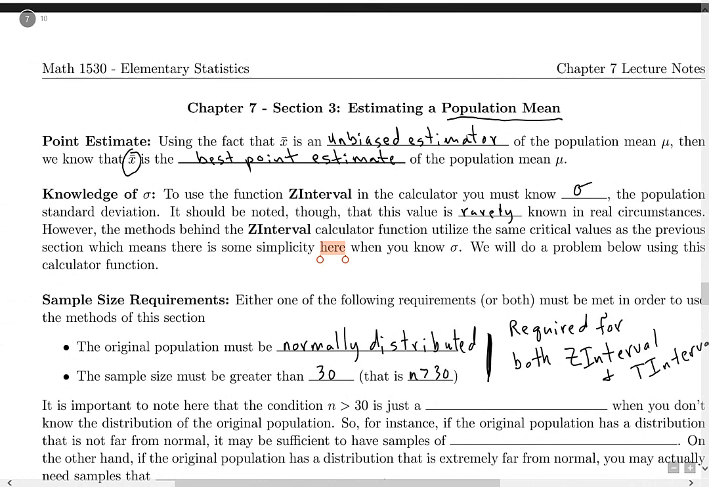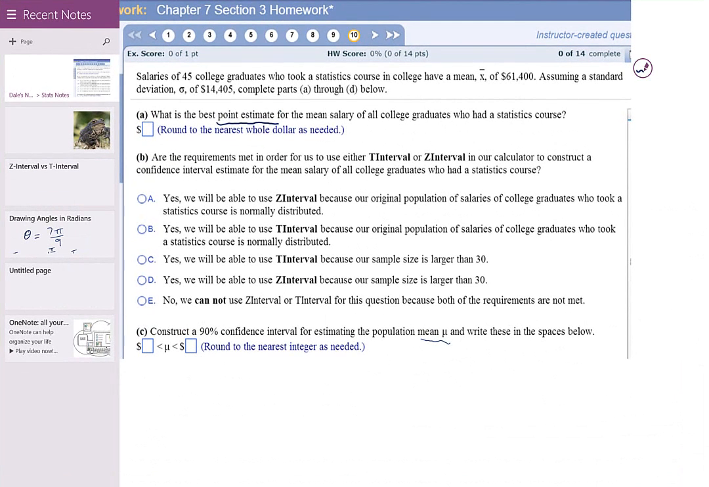So you just have to figure out what the sample mean of your problem is to get the point estimate. It's just a single number that you can tell. So for this case, my mean is going to be 61,400 that they give in the problem. So this little box right here, 61,400 will be in this box. And there you have the dollar sign for you.